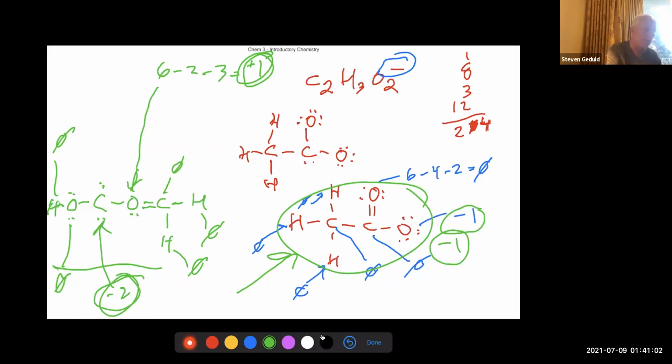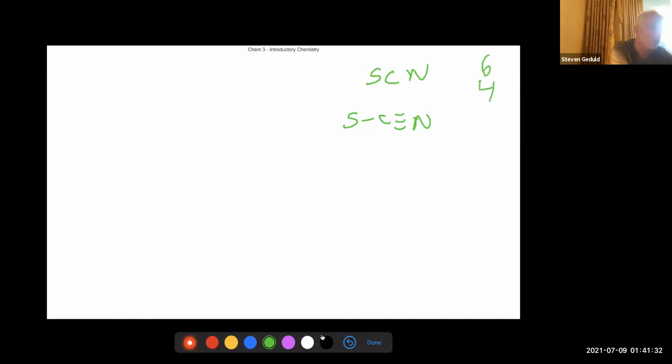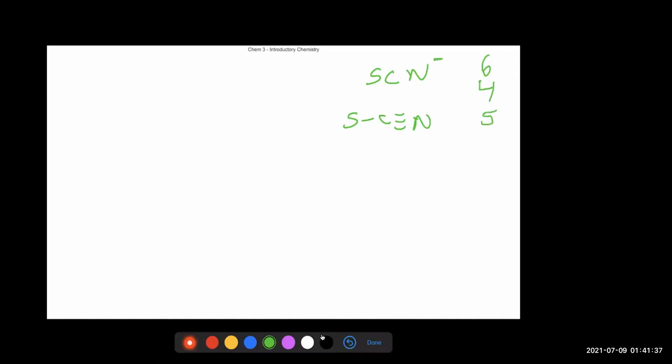So let's do another example of the charge, let's do sulfur cyanide, SCN, again. Now we could do the Lewis structure of sulfur bonded to carbon bonded to nitrogen. Well, sulfur has how many valence electrons? Sulfur is 6, carbon is 4, nitrogen is 5, and SCN is negative 1. So we add 1 electron, right?